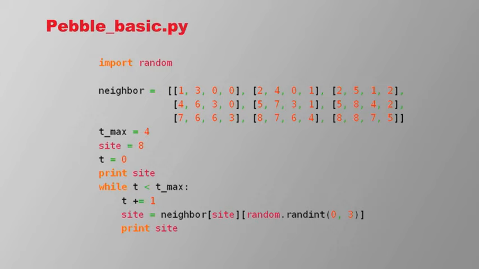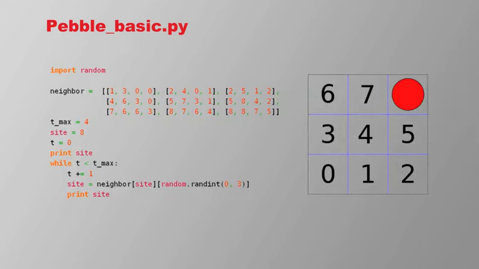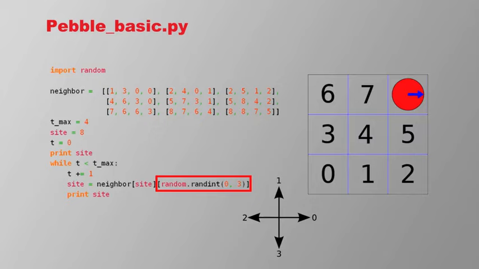The list neighbor contains 9 lists with 4 sites each, corresponding to the moves to the right, up, to the left, and down. So here is the configuration at time 0 with the pebble on site 8. The function randint of 0 and 3 samples random numbers 0, 1, 2, and 3 with equal probability. If we choose 0, we'll try to move to the right, but this move is rejected. If we have randint equal to 1, we'll move up, but again this move will be rejected. If randint equal to 2, we'll move to the left, and if it is equal to 3, we'll move down.